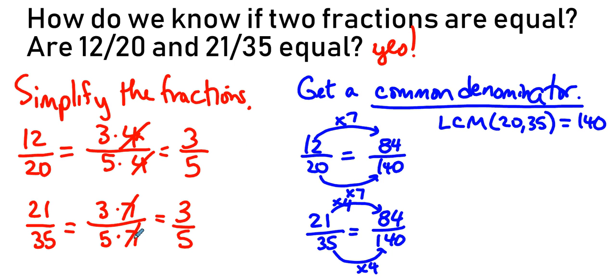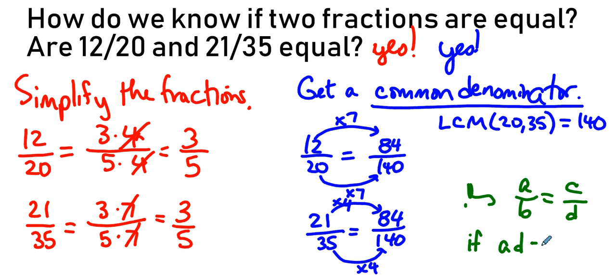So if we simplify the fractions, we see that the fractions are equal. If we get a common denominator, we get that the fractions are equal. These are both valid ways for us to work on things. You may recall, here's a side note, that A over B is equal to C over D if A times D is B times C. This was a thing you learned in middle school called cross multiplication.